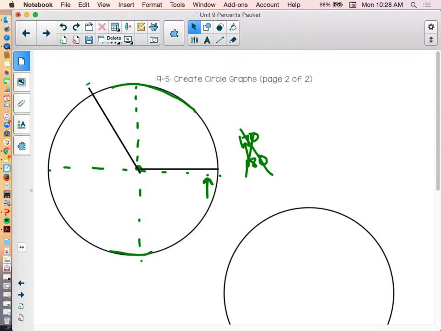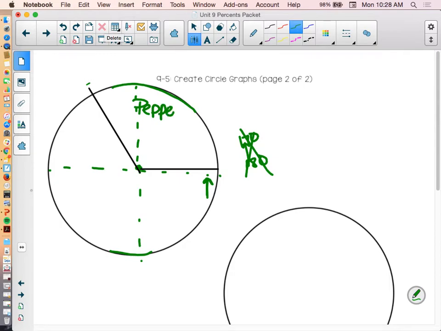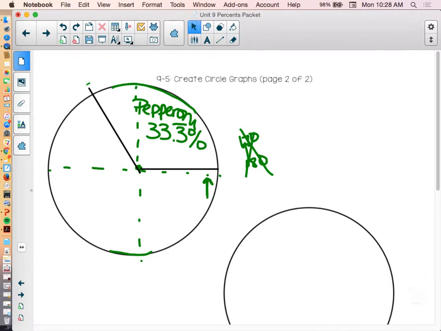And then once you're done drawing the line, you're also going to have to label it. Pepperoni. And you need to label it with the percent. Do not label the number of degrees, even though it's hard to remember. On circle graphs, you always have the percent. All right, so that's what you're going to be doing in class.